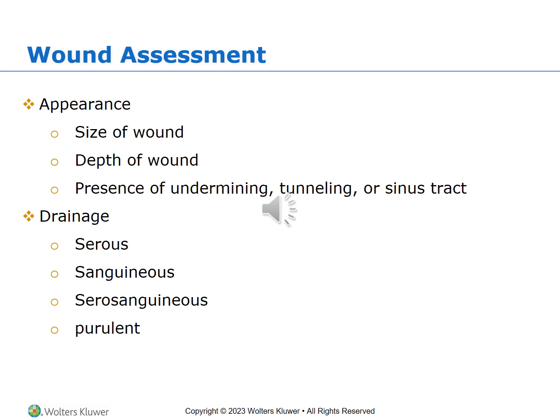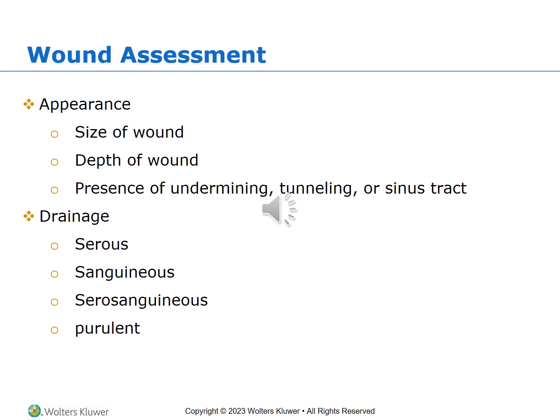Wound assessment. So, nursing guidelines 33-1 on page 1170, it talks about measuring the wound and pressure ulcers. So we did talk about this briefly in lab, but I want you to read through that as well. So you want to describe the appearance of the wound, right? So the size of the wound, the depth of the wound, whether there's undermining, tunneling, or a sinus tract.